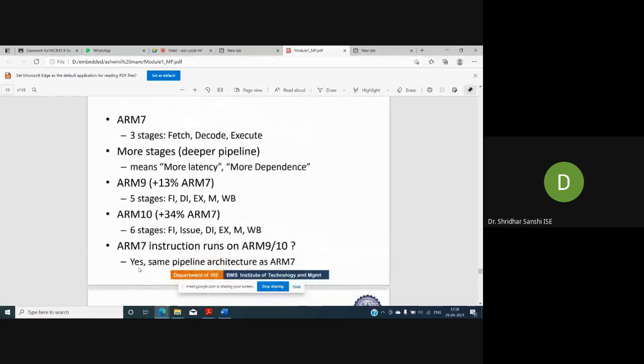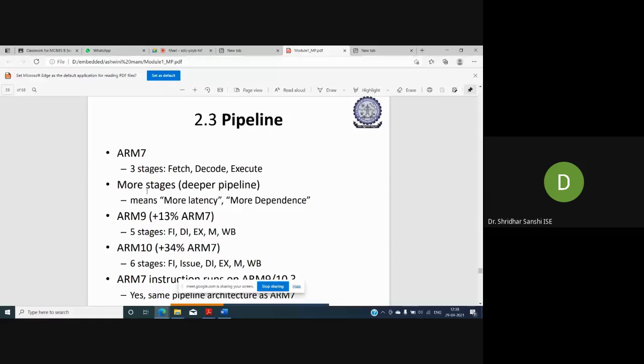So that's why we can see here, whenever we are using ARM9, there is a 13% improvement in execution speed when we compare to the ARM7. Okay, so why? Because it uses 5 stages. When we compare with the ARM10, there is a 34% improvement in execution speed compared to the ARM7 because it uses 6 stages.